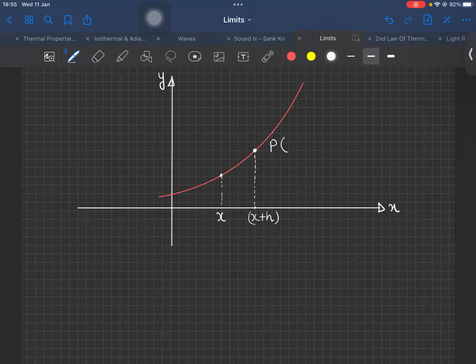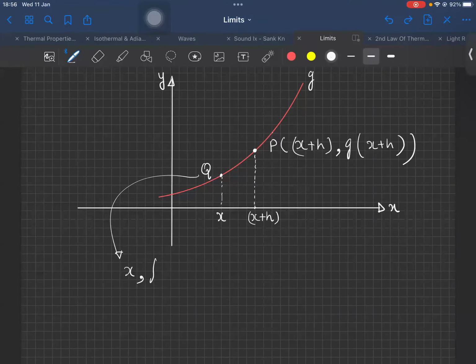Now what will be the coordinate of this point? Let's say this point is P, the coordinate will be x plus h, comma, f of, this function is f or g. If you want to write g, you can write g. So let's write g: g of x plus h. And the coordinate of this point Q is x, comma, g of x. Now find the slope.